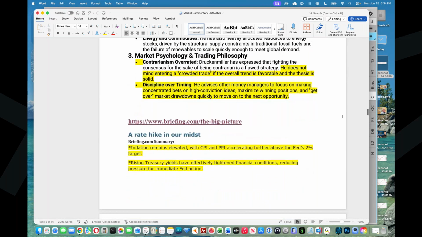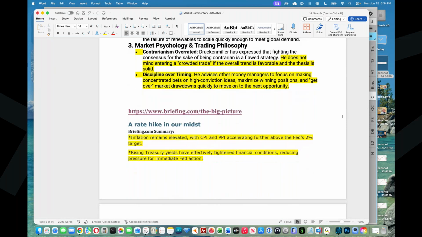Contrarianism, he talks about. He's a little bit different than Jim in that he doesn't mind entering a crowded trade if the overall trend is favorable and the thesis is solid. And he advises other money managers to focus on making concentrated bets on high conviction ideas, maximizing winning positions and getting over market drawdowns quickly and moving on to the next opportunity. So let your profits run, cut your losses short. That's a more complicated way of saying it, but that's the mantra, right? That's the mantra that we follow.